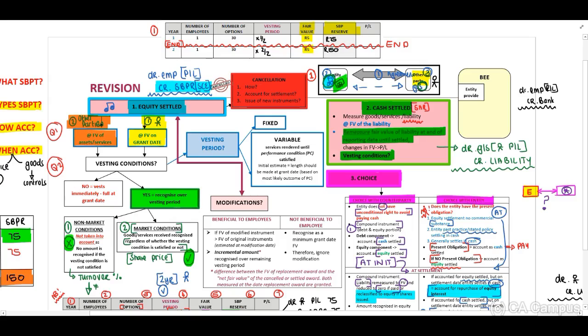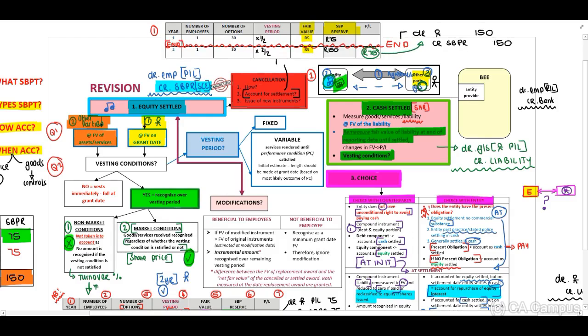Now, do you agree with me that the amount that we will still recognize in year two will be the R75, but we now need to accelerate our vesting. Therefore, our journal entry at the end of year one will be to debit our employee cost, credit our share-based payment reserve with a total of 150. Then number two, how do we account for settlement?